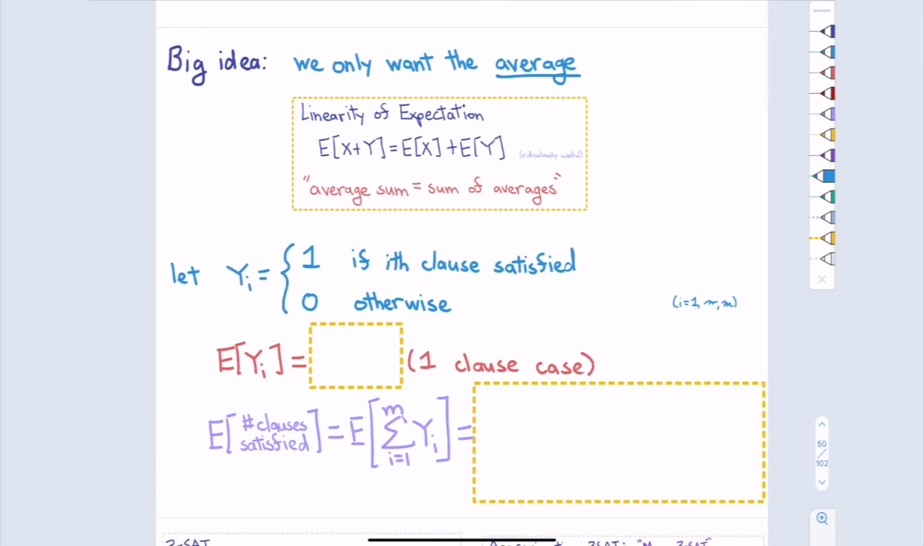Okay. All right, so the big idea then is that we only want the average. And that's going to simplify things a lot. You don't really have to know how everything's related to understand the average. Certainly the average doesn't tell you much about how the clauses are related. So, all right, here come some of those definitions we labored through. I'm setting up a random variable, yi, equal to 1 if the ith clause is satisfied and 0 if not. All right. What is the expected value of a single yi? This is the one that we knew how to solve.